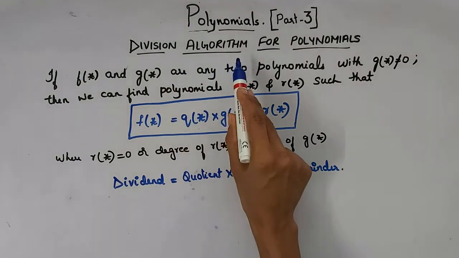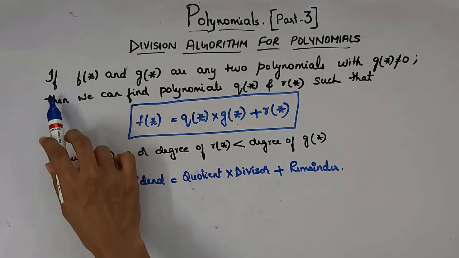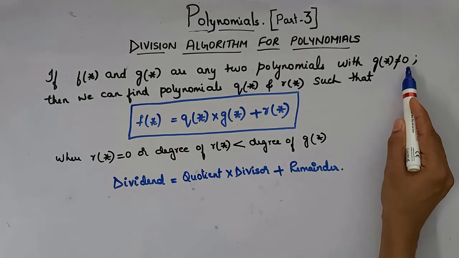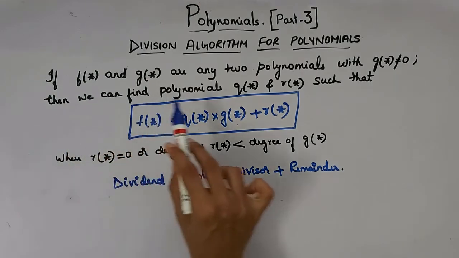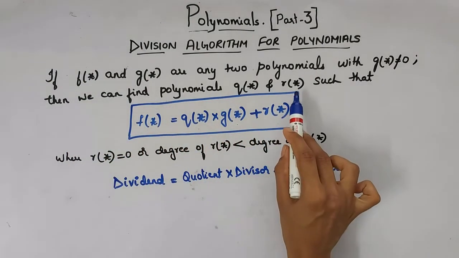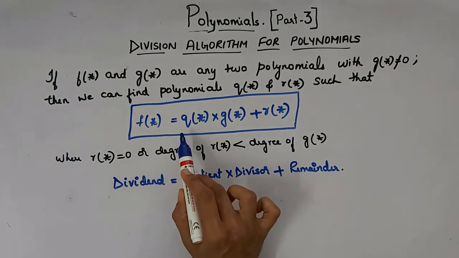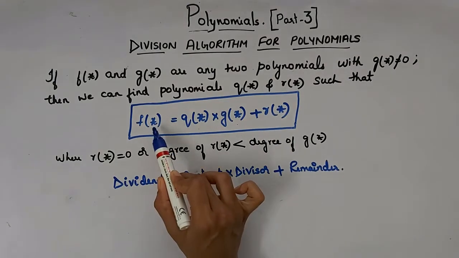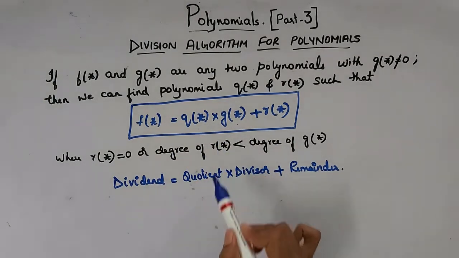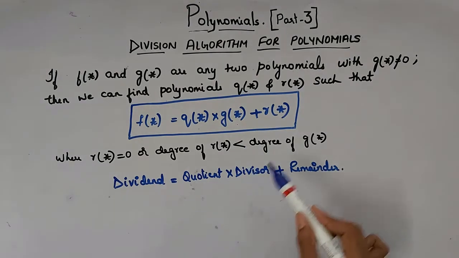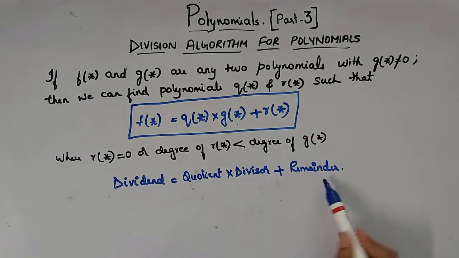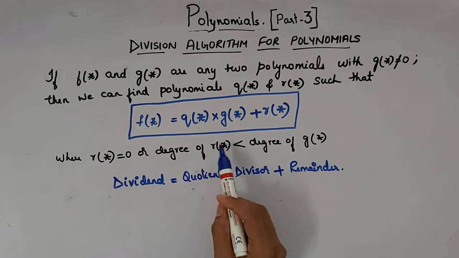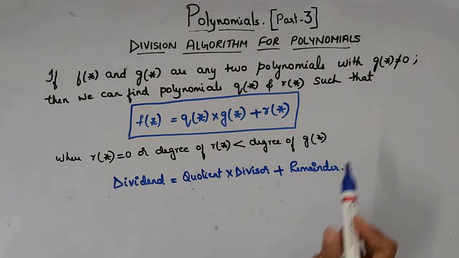Now let's see the division algorithm for polynomials. If f of x and g of x are any two polynomials with g of x not equal to 0, then we can find polynomials q of x and r of x such that f of x is equal to q of x into g of x plus r of x. f of x is the dividend, q of x is the quotient, g of x is the divisor, and r of x is the remainder, where r of x is equal to 0 or the degree of r of x is less than the degree of g of x.